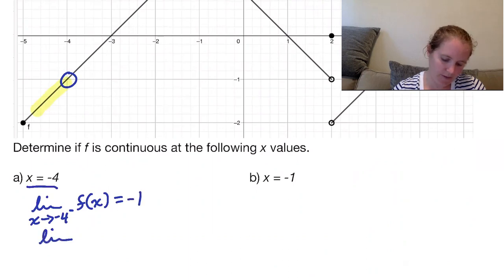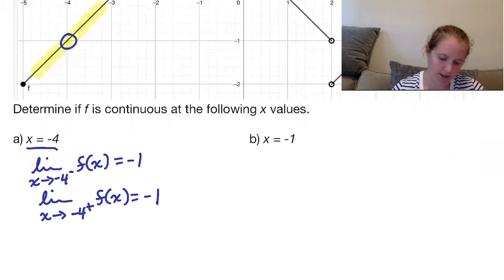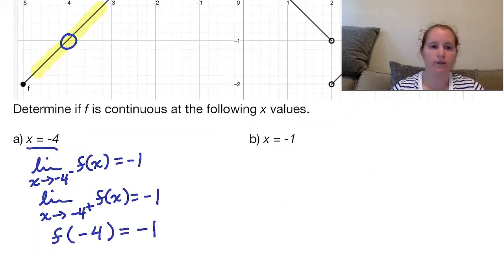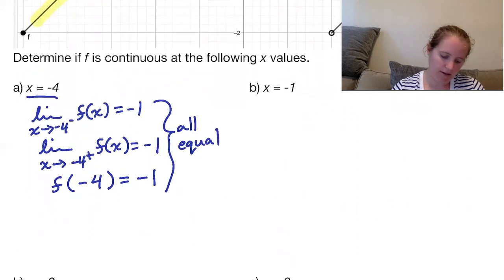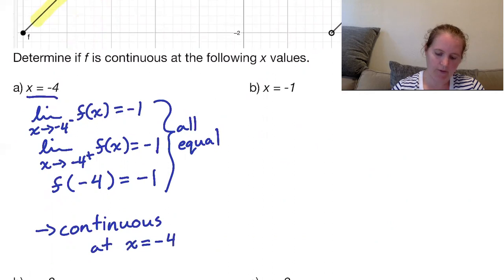And then if we do the same thing coming from the right, once again, we appear to be approaching -1 for our y value. And then the last thing we want to check is simply what is f of -4? And in this case, that is also -1. So these are all equal. So that means that it is continuous at x equals -4.